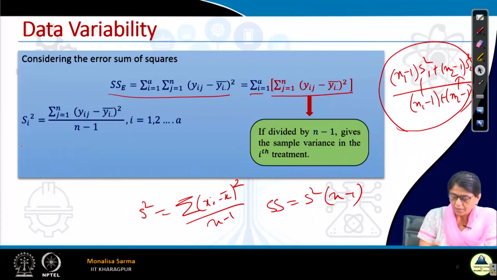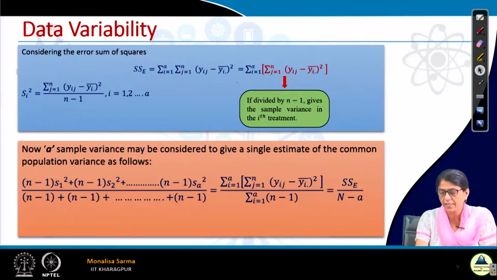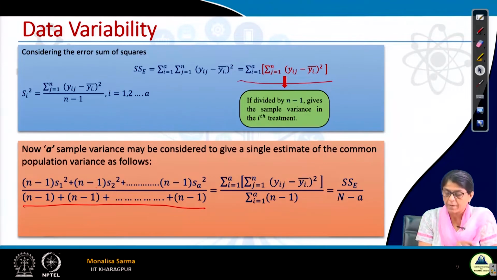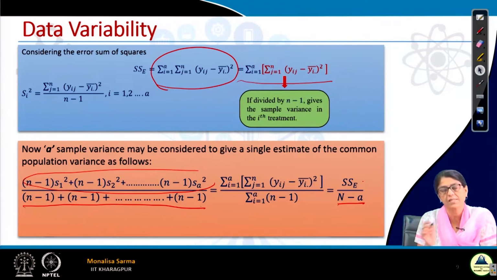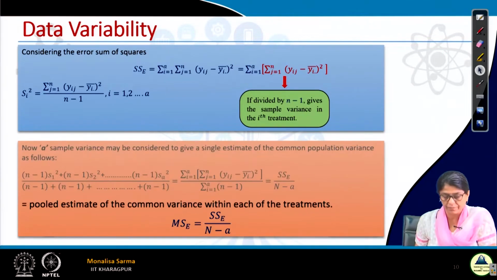So basically, from this particular expression, if we extend it, and then I am dividing by the degrees of freedom of each level, which is equal to n minus a, and what is this term? This term is nothing but my SSE. So, SSE by n minus a. This is nothing but my pool variance estimate. This is the pool estimate of the common variance within each of the treatments.